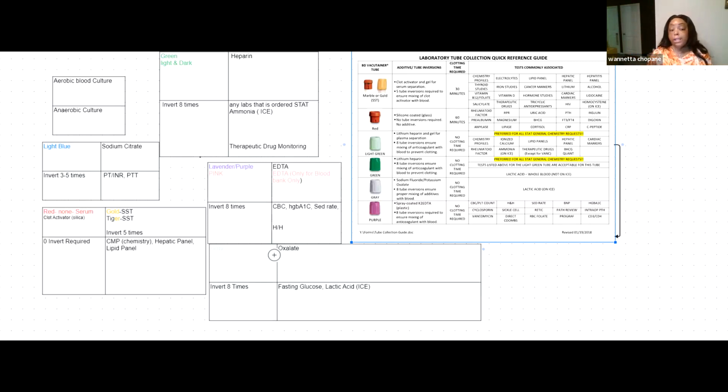So our gray top tube is oxalate for the additive. We invert it 8 times. So when we go to the most common test for our gray top tube, even though it's not on your paper here, which I don't know why it's not, but anyway, this is adequate information. A fasting glucose level will be in the gray top tube, okay?